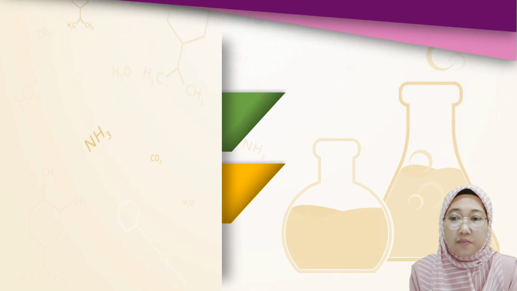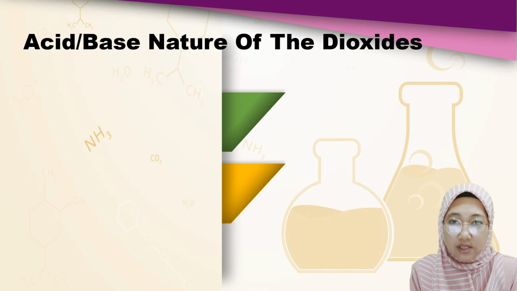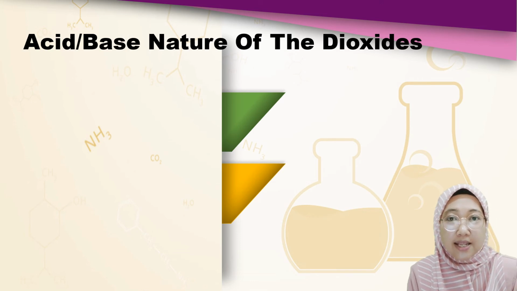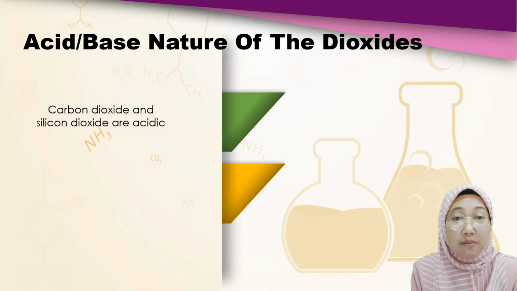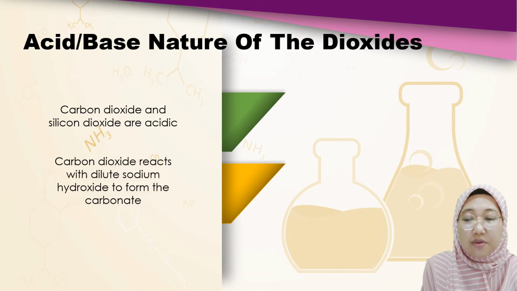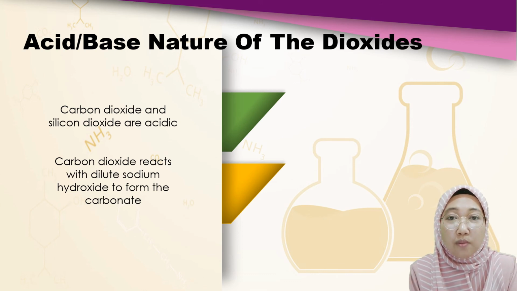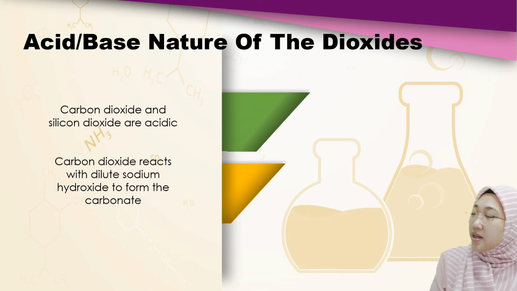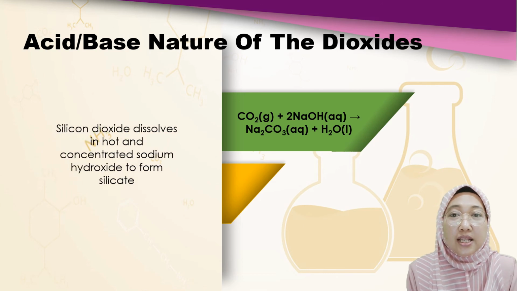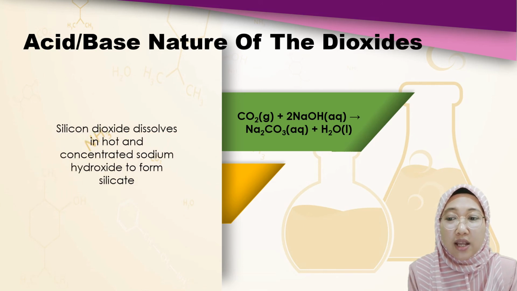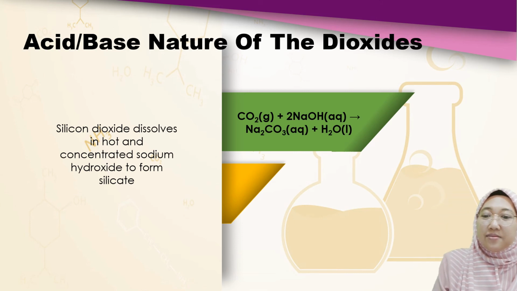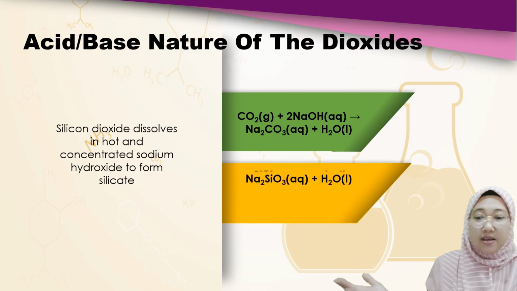Okay, next acid-base nature of the dioxide. Okay, kalau yang tadi neutral dengan amphoteric, yang ini dia adalah acidic and amphoteric. So, carbon dioxide and silicon dioxide are acidic. Okay, carbon dioxide react with dilute sodium hydroxide to form the carbonate. Okay, manakala silicon dioxide dissolve in hot and concentrated sodium hydroxide to form silicate.